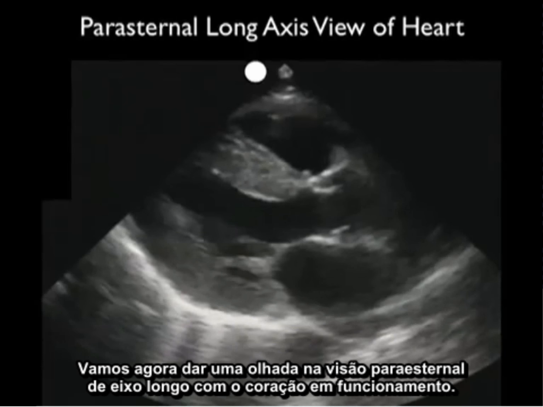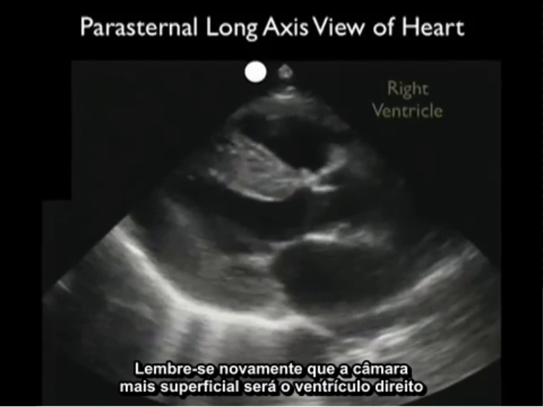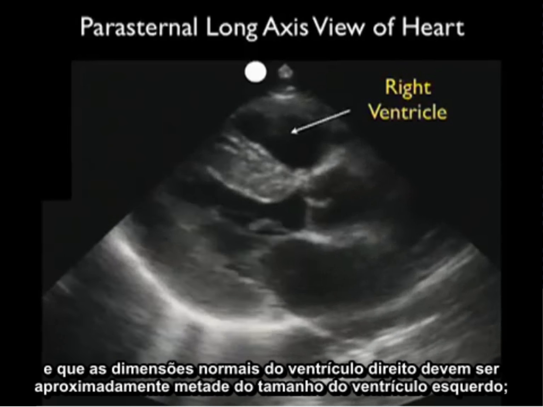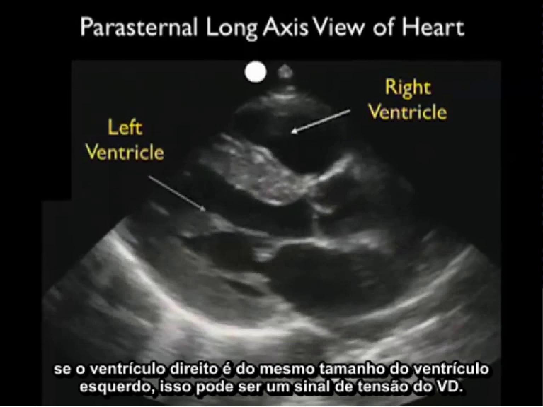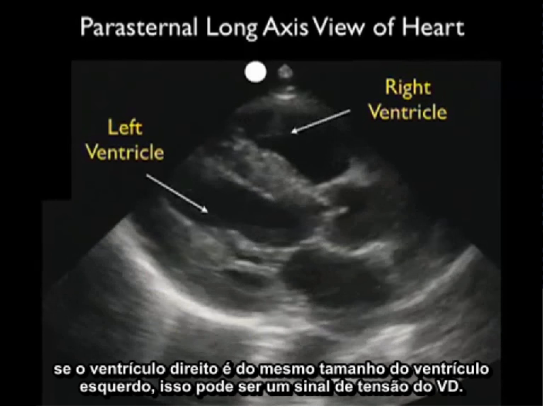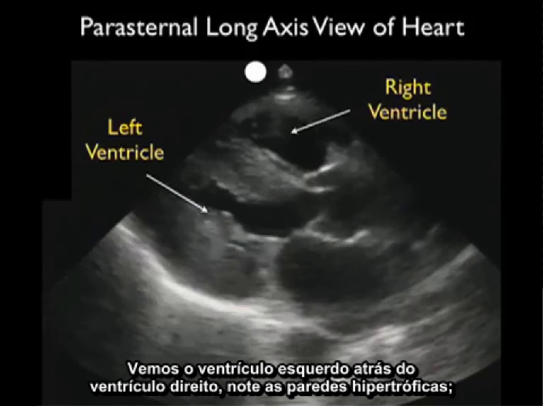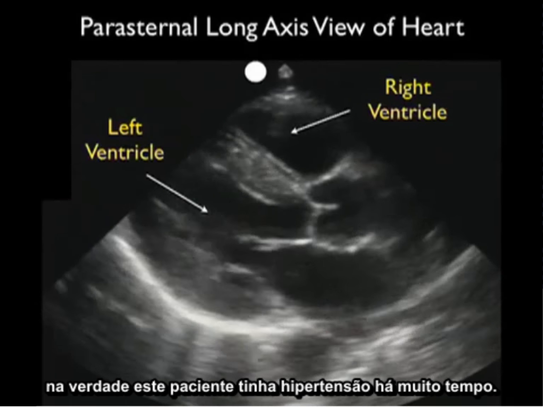Let's now take a look at the parasternal long axis view of the heart in action. Remember again that the most superficial chamber will be the right ventricle, and the normal dimensions of the right ventricle are that it should be about half the size of the left ventricle. If the right ventricle is the same size as the left ventricle, that could be a sign of RV strain. We see the left ventricle posterior to the right ventricle. Note its hypertrophic walls. This patient actually had long-standing hypertension.